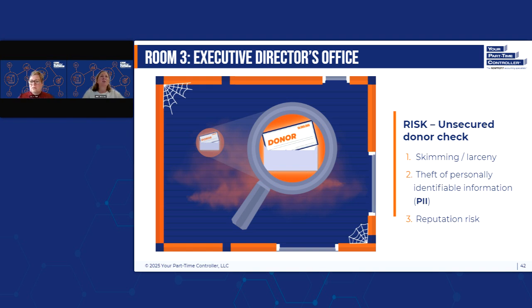And we're talking about this here in the ED's office, but fraud risks like this could show up in places like the front desk where mail is received, or in the accounting office where checks are deposited. And those spots maybe seem more obvious, but we need to think about all the different ways that money moves in and out of our organization. So since the executive director is often involved in fundraising, it's also important to consider how they handle funds.